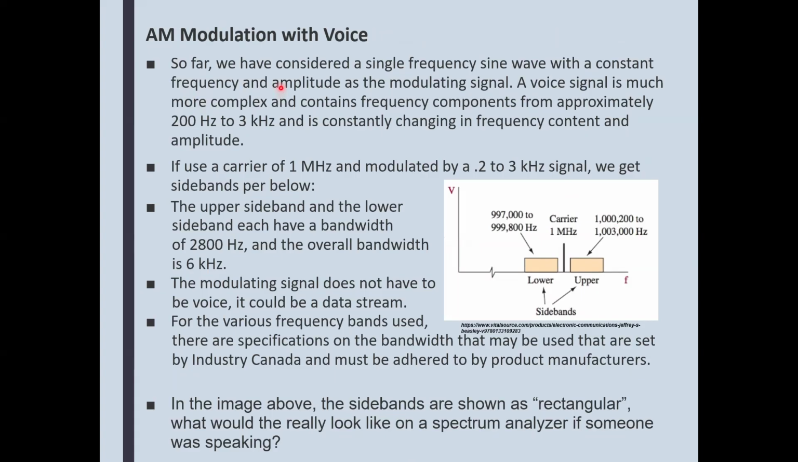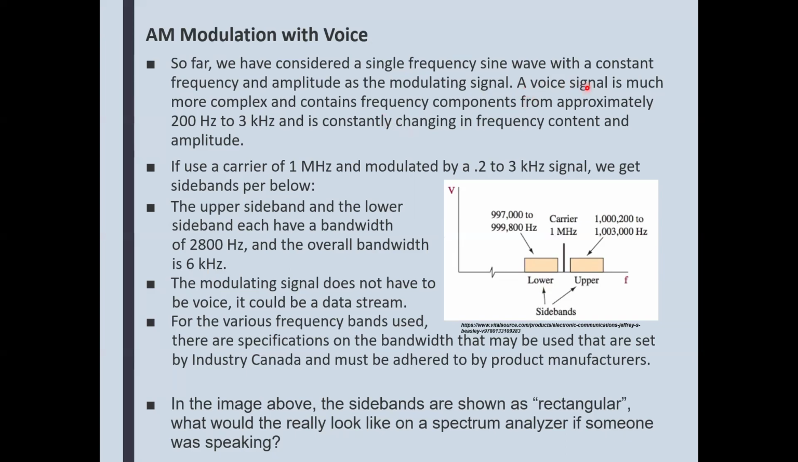so far we have considered a single frequency sine wave with a constant frequency. That's what we were just talking about. And the amplitude of the modulating signal is constant too. So it's constant frequency and constant modulation amplitude, so we end up with a spike here and a spike here. Everybody happy, right?